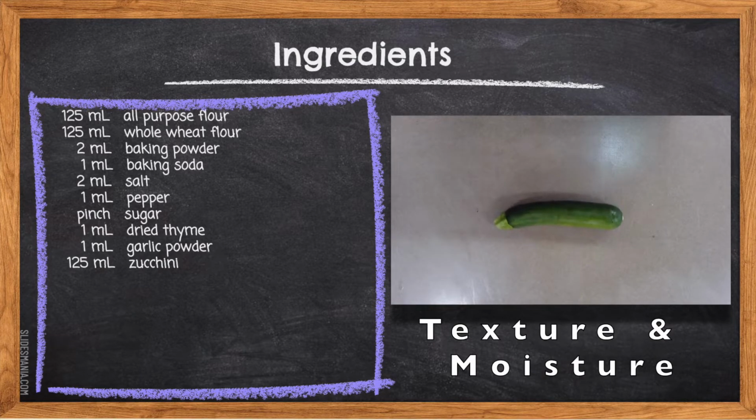125 milliliters of zucchini. Zucchini is an excellent way to add texture and moisture to baked products. It's full of vitamin C and has a very mild flavor that complements well with the other ingredients in our muffin.